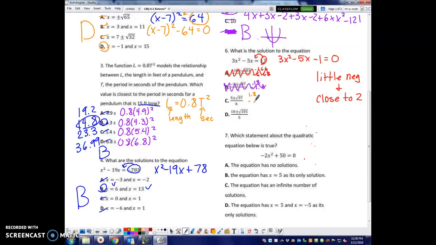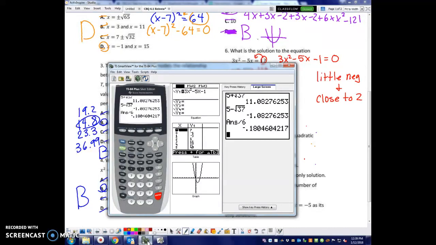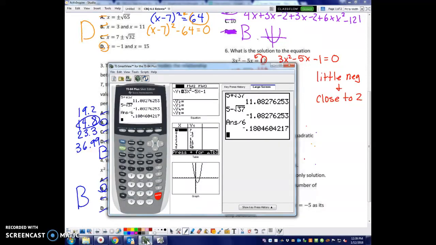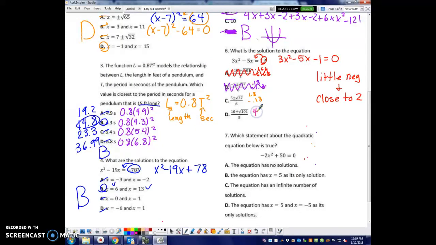So negative 0.18. Okay, does this meet our criteria? Close to 2 and a little bit negative? It does. We're going to try the very last one. So the very last one is 10 plus the square root of 101, enter, and then divide that by 5. That's 4. That already doesn't meet what we're looking for, so we can cross that off. The answer is C. Okay?